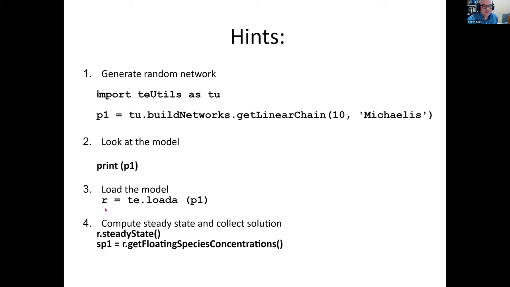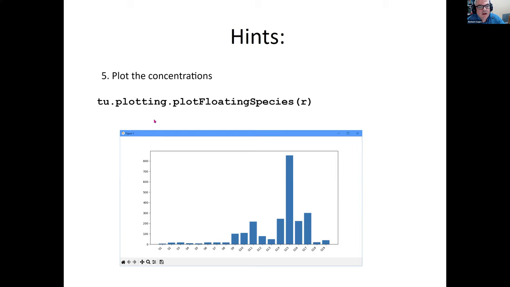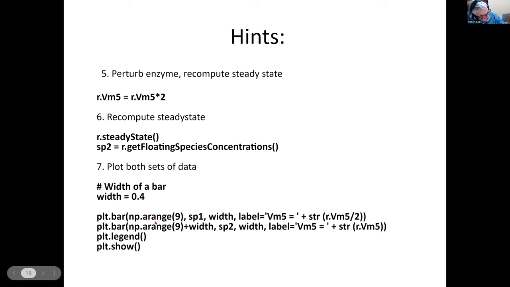Okay, in fact, here it is. So here are the hints. So this is building the model, loading the model, computing the steady state. I got the species at this steady state, SP1, and I'm plotting it. There's the plot I got there. This is the 20 steps, not 10. This is where I do the stagger. So I change the Vmax, multiply it by 2, recompute the steady state, capture the new concentrations, and I just pull this off the internet as we all do. This does 2 bar plots. It changes the width of the second set of bars, also adds a label, and then plots a legend, and there's a show. Let me see if I got it here. I don't have it here, so I guess I'm going to have to see if I can cut and paste it.